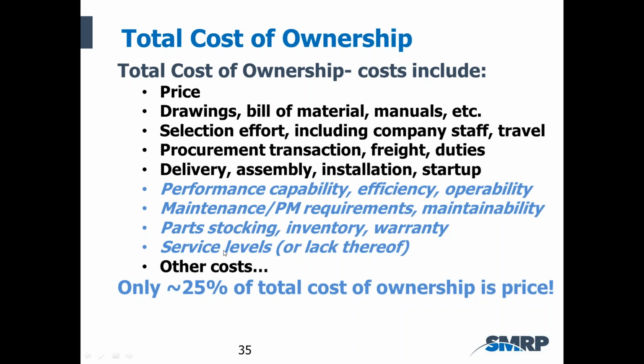And so where do you get that information? Well, you go talk to the folks operating and maintaining the plant to find out what works well and what doesn't. And you factor that into your capital projects and your procurement process. Here's a little factoid for you. Only about 25% of the total cost of ownership is in the price, and the rest of it is in these other elements. And so it's really important that we take a more holistic or systems level view in our capital projects and our purchasing practices.